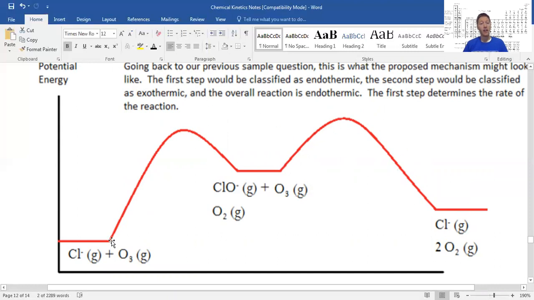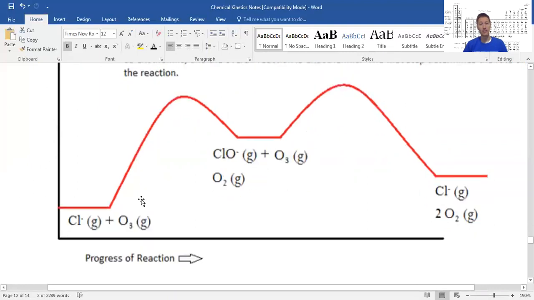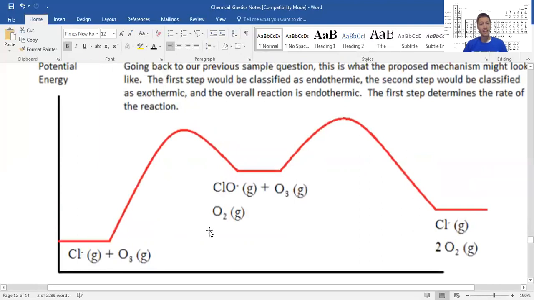And also to take note here, this is potential energy on the left side on the y-axis. Here's the reaction going forward. If the hill goes up, that's endothermic. We should mention that every hill always goes up to start because, back to first semester, anytime you break a bond, it takes energy. So here, what are we doing? We're breaking apart the ozone. So that's going to take some energy. You've got to break the ozone apart.